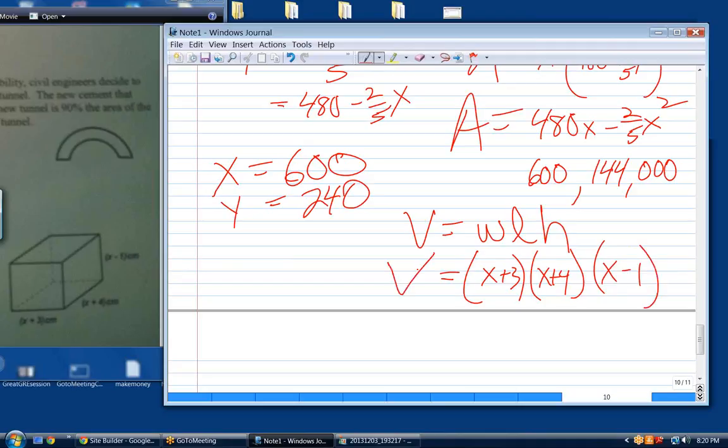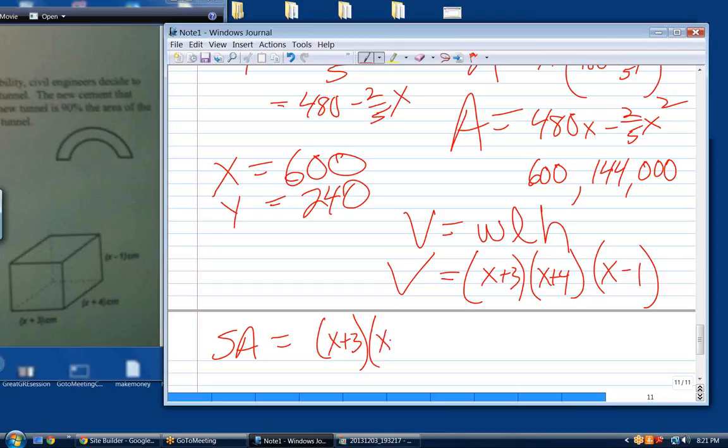Okay, so that's our volume. And our surface area is what? What is the formula for surface area? It's the sum of all 6 surfaces. What's this first area here? That's x plus 3 times x minus 1. But you have to do that twice because there's 6 faces.